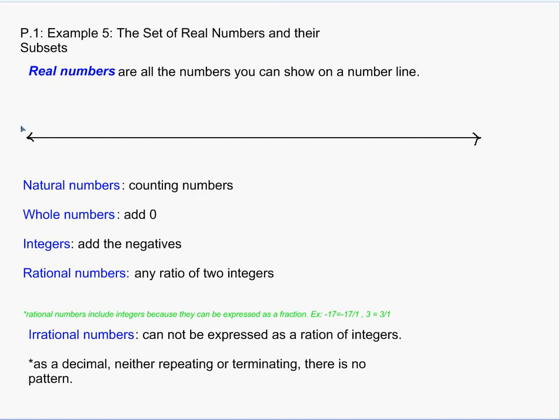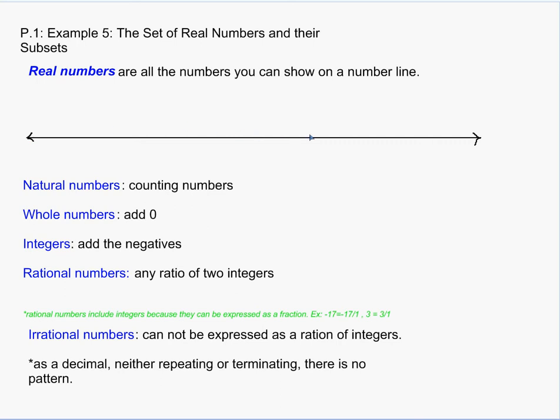In today's lesson, we're looking at Chapter P, Section 1, Example 5, the set of real numbers and their subsets, and this can be found on page 8 of your textbook. So let's start with the real numbers. Real numbers are all the numbers that you can show on a number line.